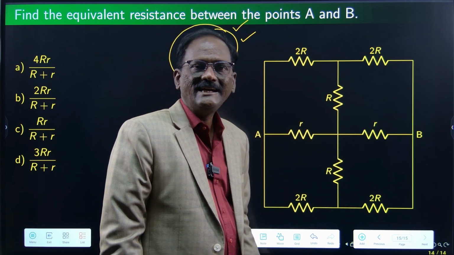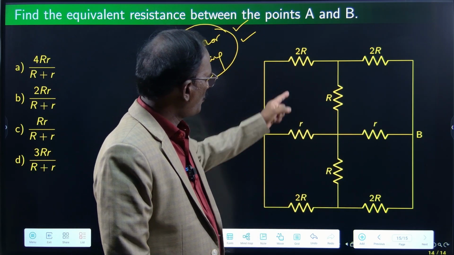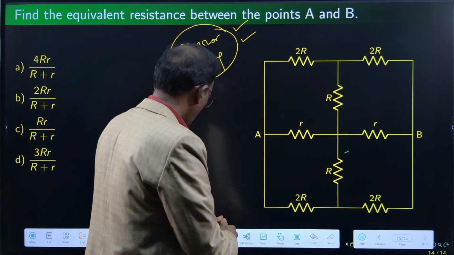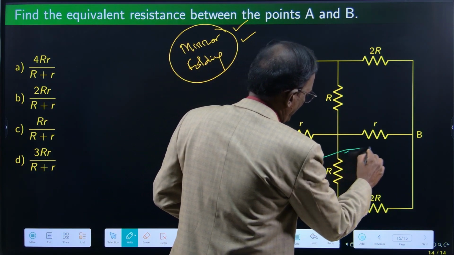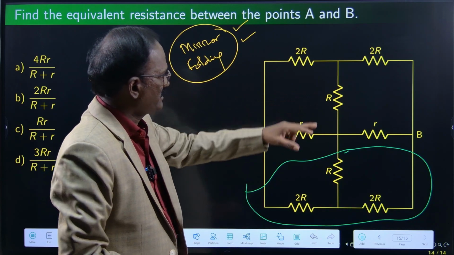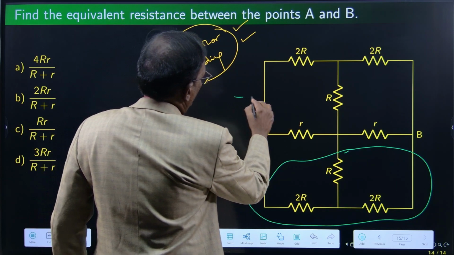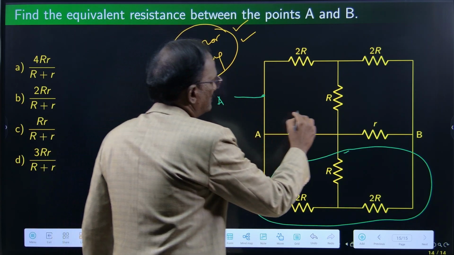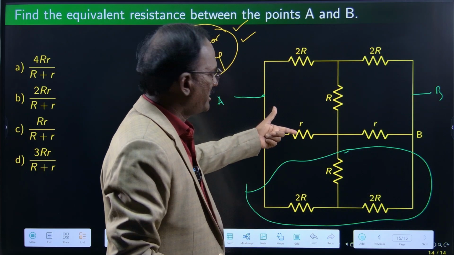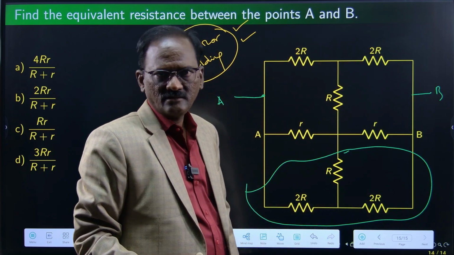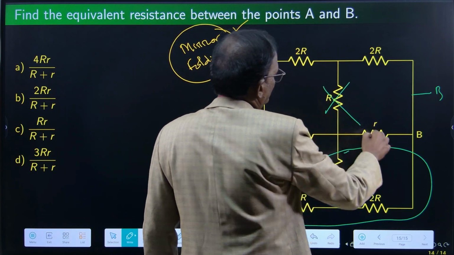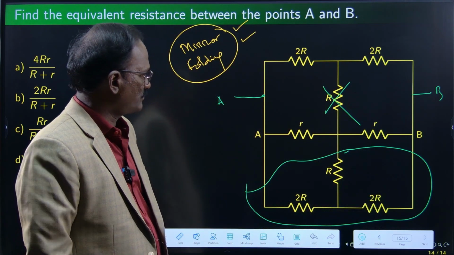It is an extended Wheatstone bridge. 2R, R, 2R, R. For the time being, you forget about this part. This is A and this is B, the same line. So 2R by R is equal to 2R by R, balanced. So this can be removed, balanced Wheatstone, right?